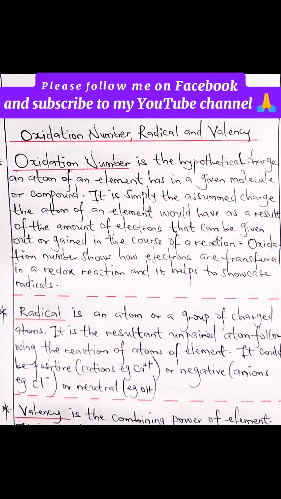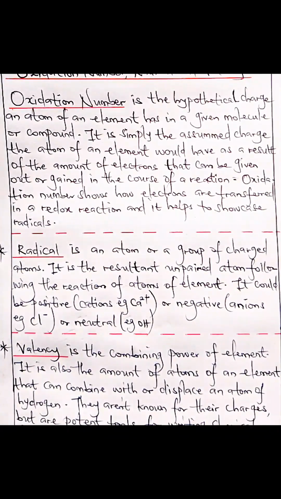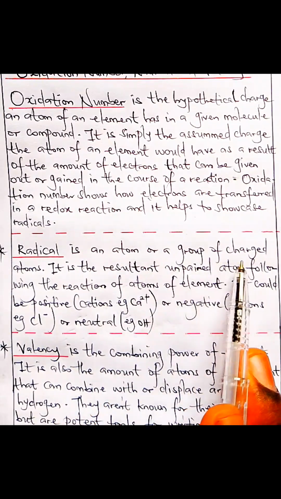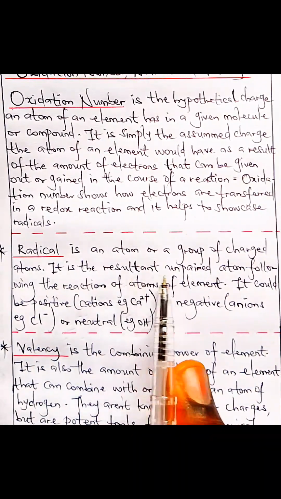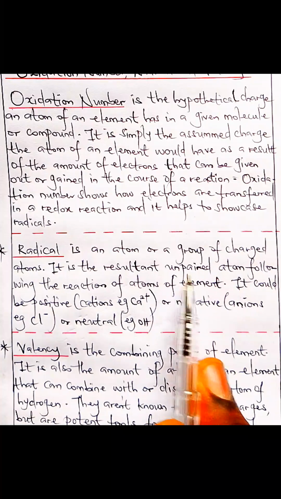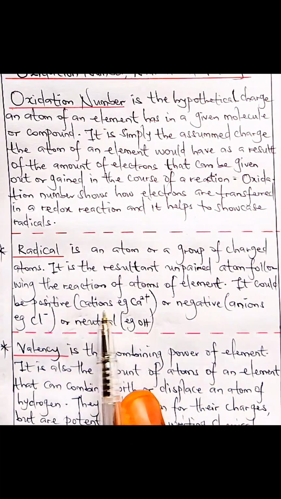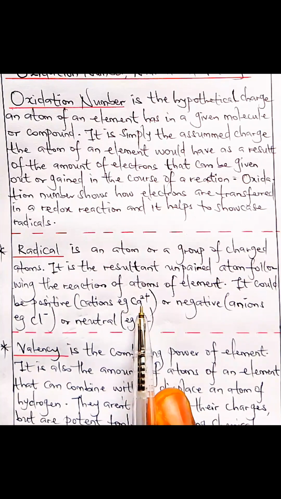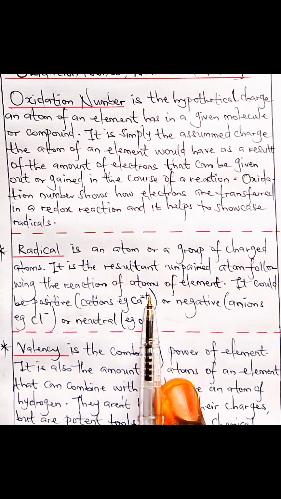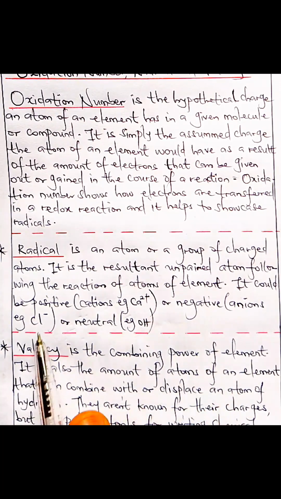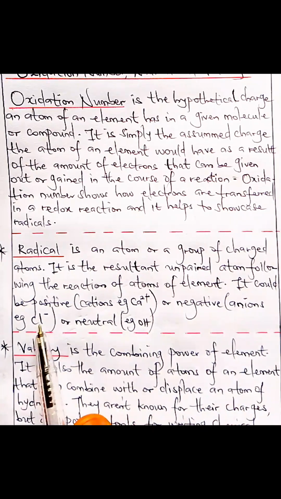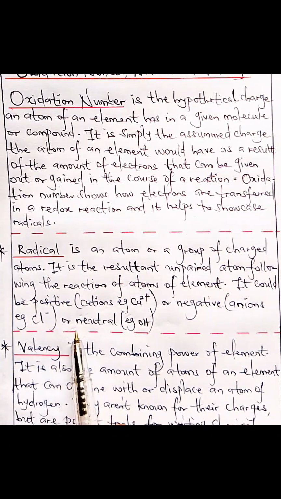So quickly, what is radical, or what are radicals? Now, radical is an atom or a group of charged atoms. It is simply the resultant unpaired atom following the reaction of atoms of element. It could be positive, which we call cations, for example calcium radical, or it could be negative. We call them anions, which is for example chlorine, and also it could be neutral.